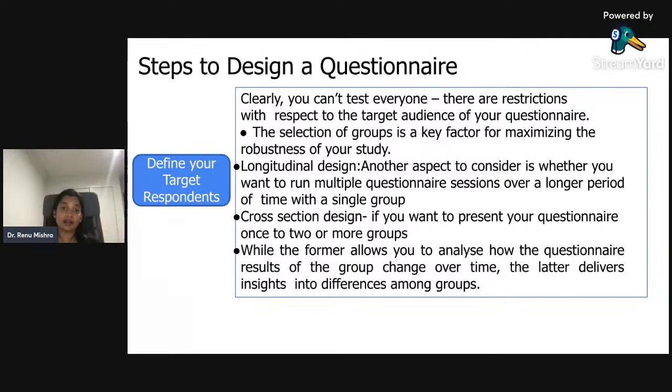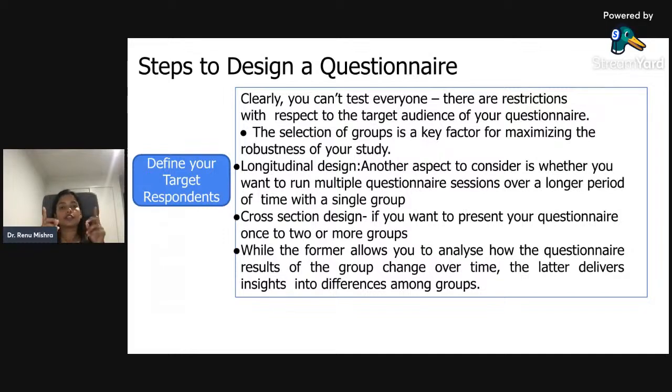Their fathers are, their mothers are, so I have to understand very clearly who are the ones who will actually respond, or who are the ideal respondents to my study or questionnaire. So in that you have longitudinal design, that is whether you want to run multiple questionnaire sessions over a long period of time to a single group.